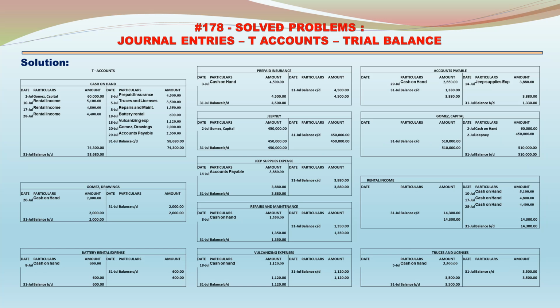When summarizing, all the T accounts will appear like this: cash on hand, Gomez drawings, battery rental expense, prepaid insurance, jeepney, jeep supplies expense, repairs and maintenance account, vulcanizing expense, accounts payable, Gomez capital, rental income, and taxes and licenses account.